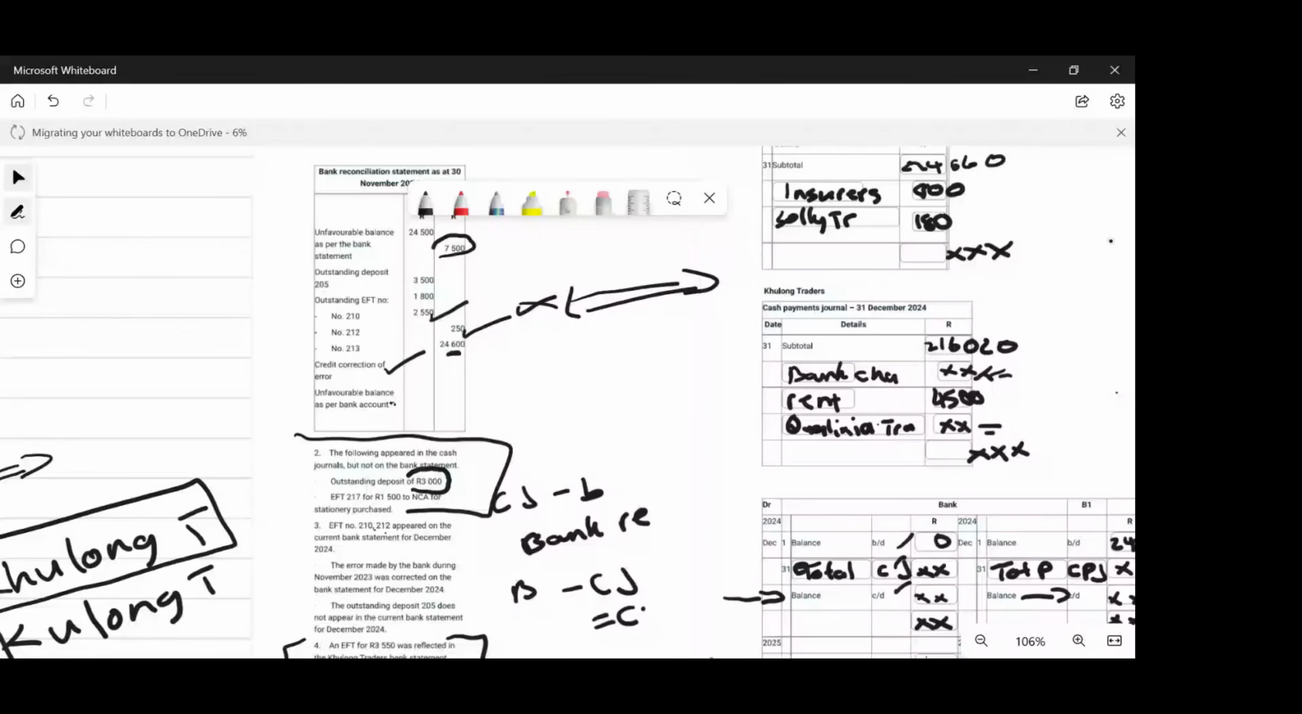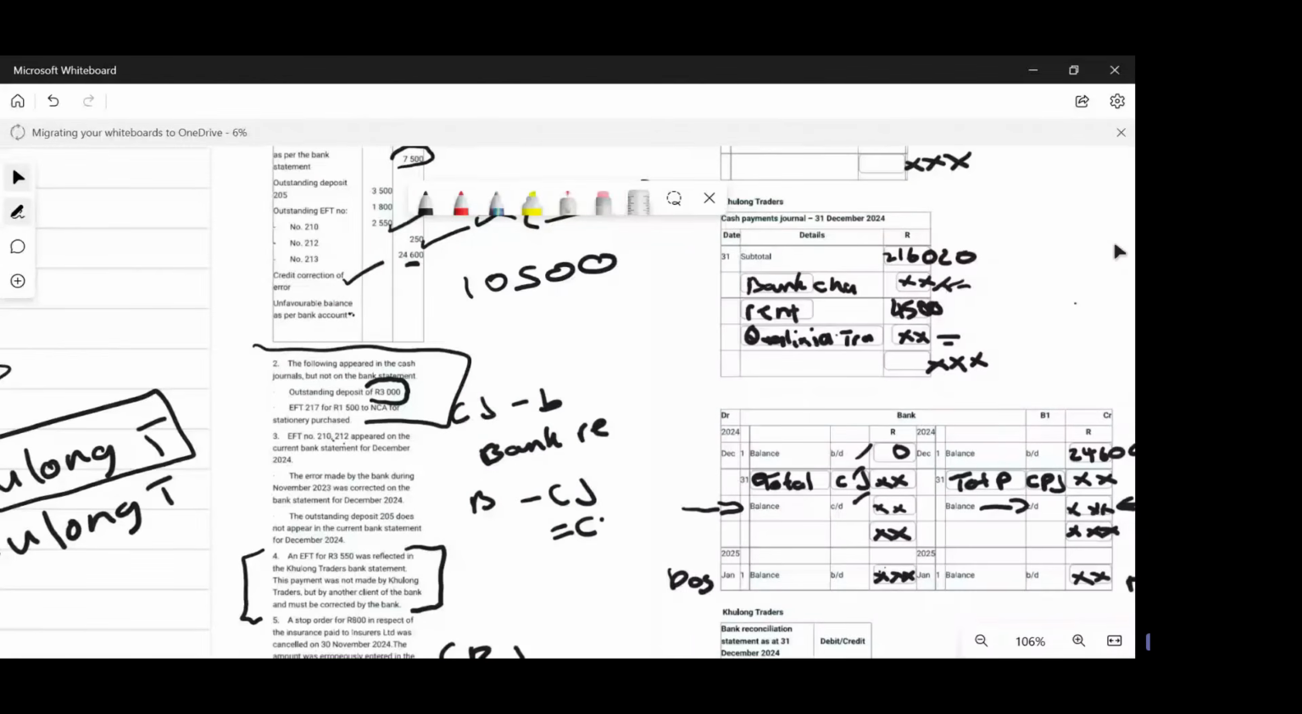And then on outstanding payments, you go back to your questions and then you check which payments they said did not appear on the bank statement, and then you add those. Do you understand? Yeah. Okay. So once you get them, you record them as a positive figure because payments have a debit balance.